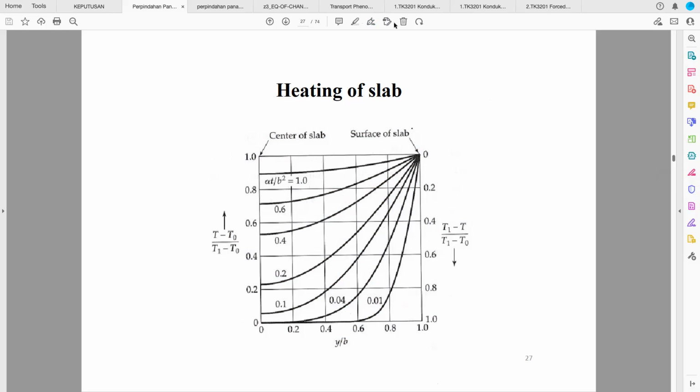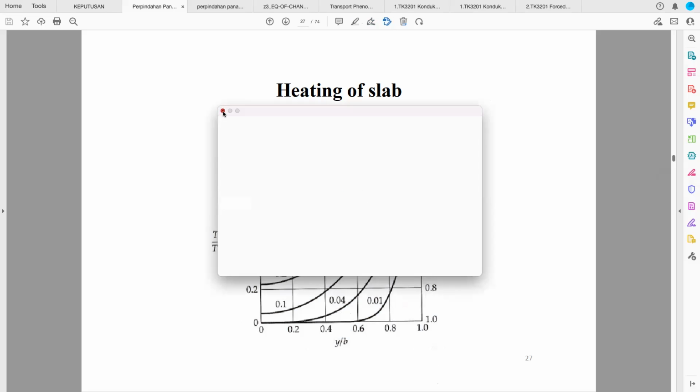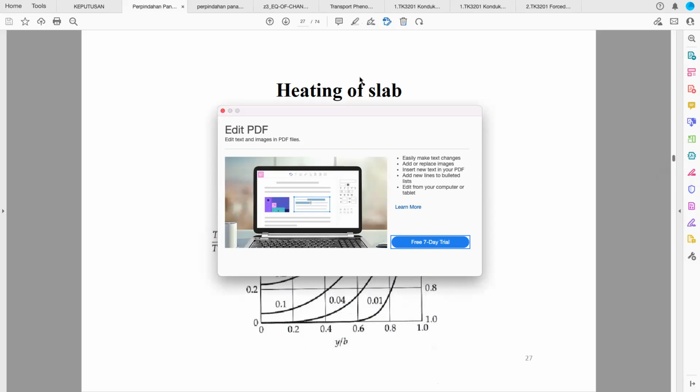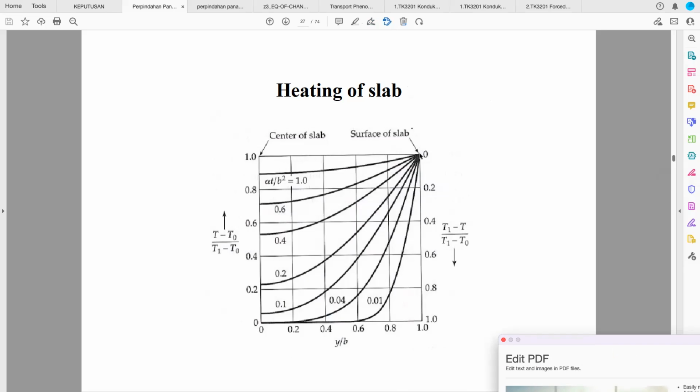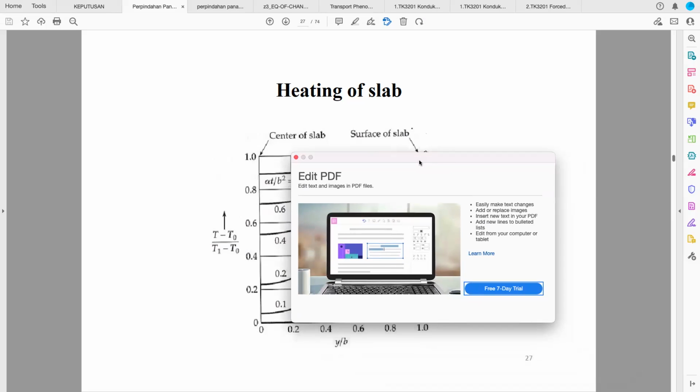Can I write something here? Oh no. Okay, can't write something here. Maybe I can write it somewhere. Yeah, maybe I can write it here.